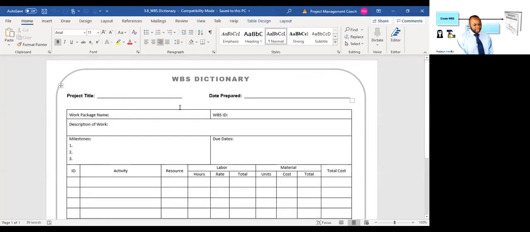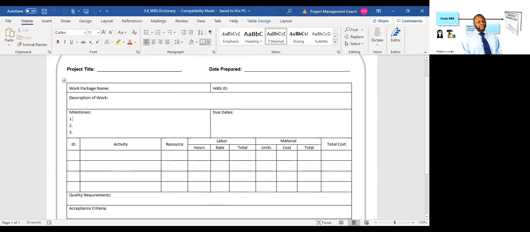So you can see the WBS dictionary. It will define for you the work package name, the WBS ID, the description of the work, any milestones associated with that WBS component, and you're able to map it down to the activity level in some instances. This is going pretty far. It really depends on your project. You could go this far. You could keep it simpler.